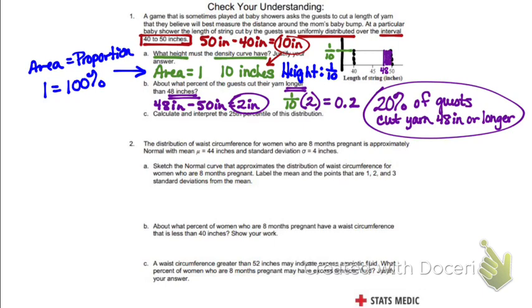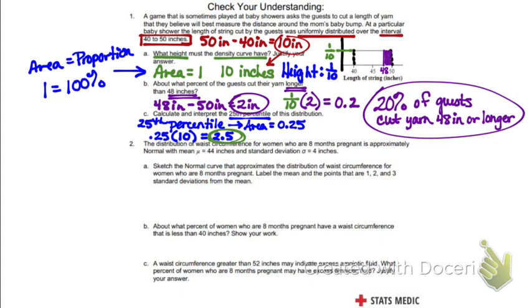Calculate and interpret the 25th percentile of this distribution. So the 25th percentile means the area under my density curve would be equal to 0.25. I'm going to approach this very similar to what I did up above. 0.25 spread out over 10 inches, so I'm multiplying it by 10. What would I get? 2.5. This number right here would go from my minimum and then up 2.5 inches from there.